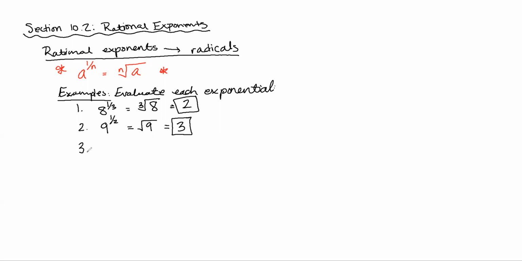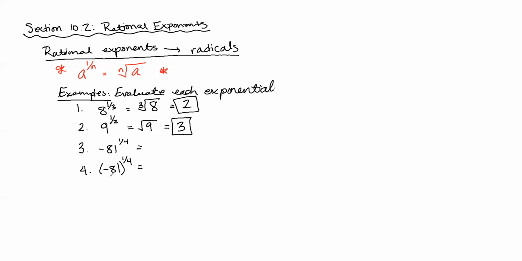Okay, let's try some that you have to be a little bit more careful with. So number 3 here, we're given negative 81 to the 1/4. Now, there's going to be a difference between this and negative 81 in parentheses to the 1/4. So let's talk about the difference between these two. In this first one, that negative is out in front, and it's not attached to the 81, but it is attached to the 81 in number 4 because we have those parentheses.